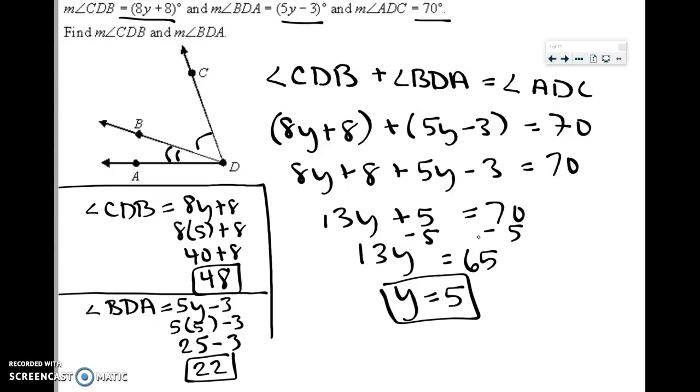65 divided by 13 is 5. Y equals 5. Do not stop there. Look back at the question. It says find the measure of angle CDB and the measure of angle BDA. Plugging the 5 in for y, you get 40 plus 8, so 48, and then 25 minus 3, so 22 as those two answers there. Go ahead and check your work. If you made a mistake, check to see where it is. Star in your notes if you have questions with this one, and you can ask it next class or send me a Schoology message.